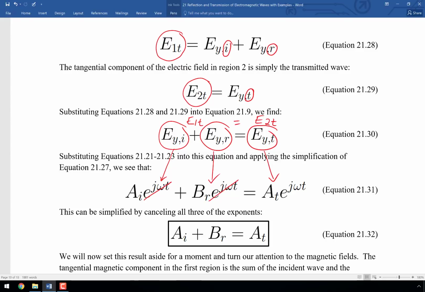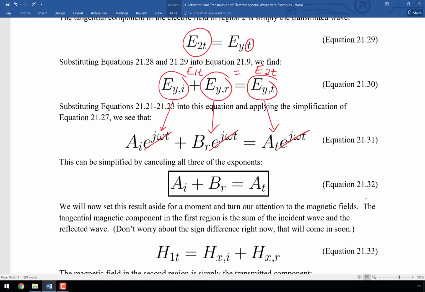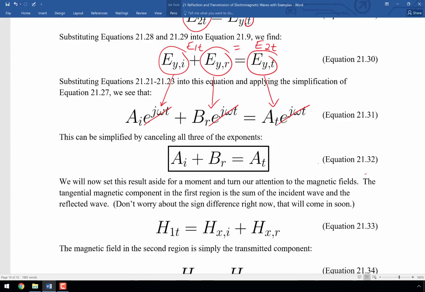Cancel out the e to the j omega t's, and I'm left with equation 21.32, which is talking about the amplitude of the incident wave, the amplitude of the reflected wave, and the amplitude of the transmitted wave. That's really helpful. We would like to know some more information about the relationships amongst those amplitudes. Let's set that aside for the moment. I put a box around it so we would remember that that's a really important equation.